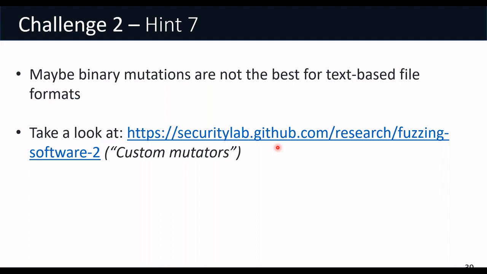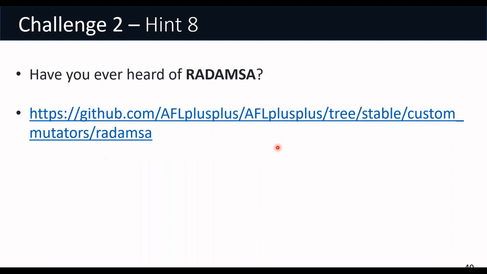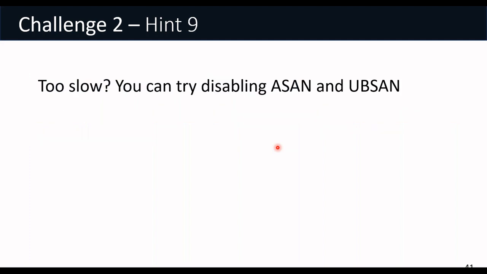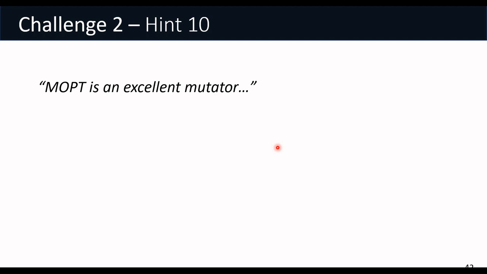Of course, AFL++ allows us to build our own custom mutator, but that is a little bit hard for a 2 hour workshop. So my advice is to try with 2 other mutators. The first one is Radamsa. You can go here to find how to build Radamsa and use it. Of course, if you are experiencing slowdown problems, if you are getting a slow speed, you can try disabling address sanitizer and undefined behavior sanitizer. And my second advice is use MOPT. MOPT is an excellent mutator, and it goes really well with text-based formats.